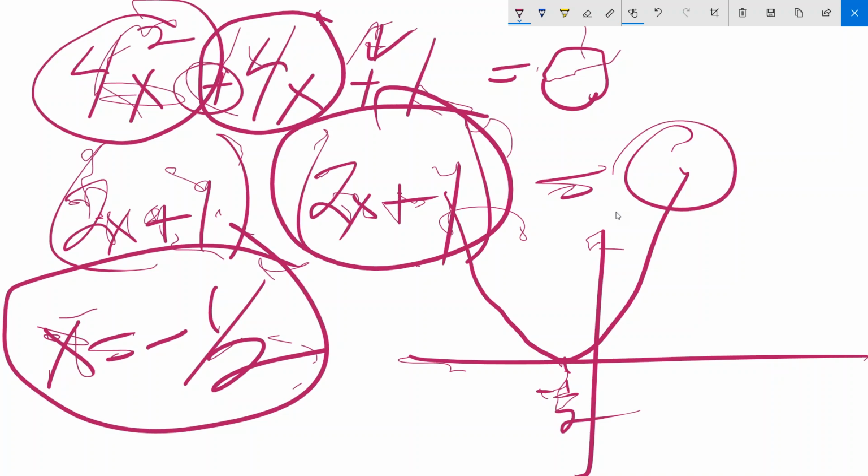So how do you tell whether it's facing up or down? The sign on the coefficient of the x squared. If it is positive, it's up. If it's negative, it's down. Simple as that.